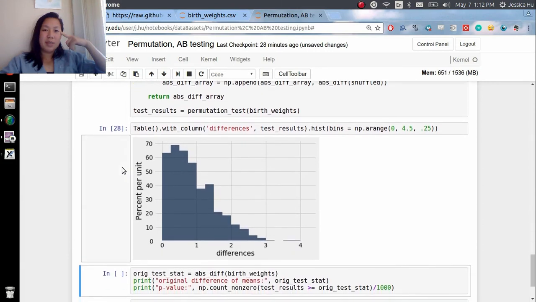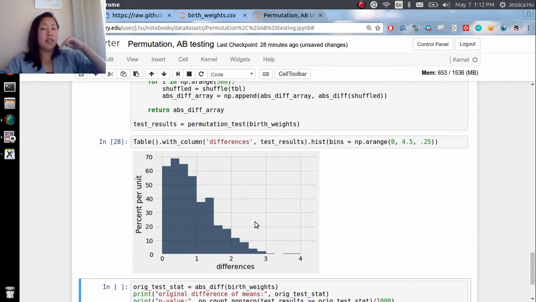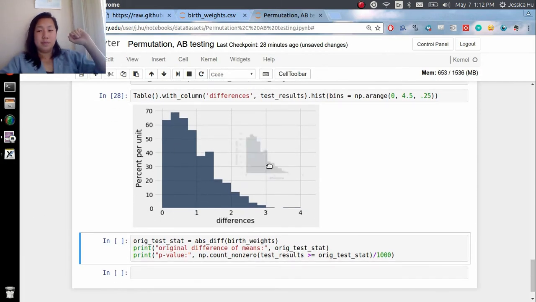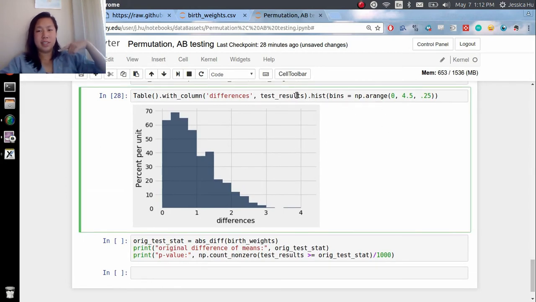Okay, so this looks pretty similar to the table in the textbook. Since we did an absolute value, you can tell it's a one tail. If we didn't do absolute value, it would probably have been two-tailed with some negative values, but we just did one. So here we do with column, differences, test results, and then I just made some bins.